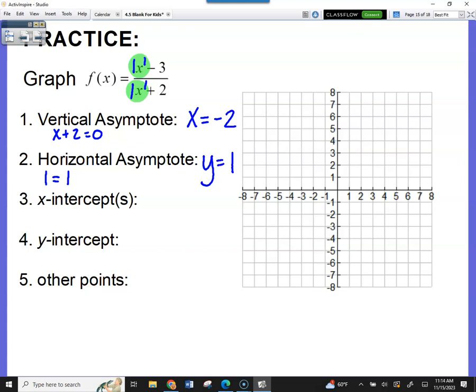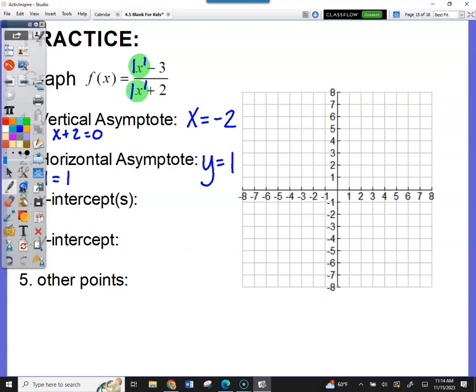All right, the next part, x-intercepts, y-intercepts, extra points. This is kind of new. Please don't forget what x-intercept means and y-intercept means. X-intercept means the graph is crossing the x-axis, which means what has to be 0? The y is 0. What is the y in the original function?